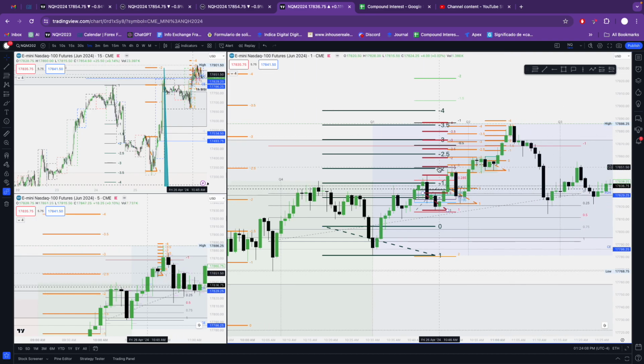So after you see your market maker model end, you can now pair that up with quarterly theory and anticipate AMD at a quarterly shift.